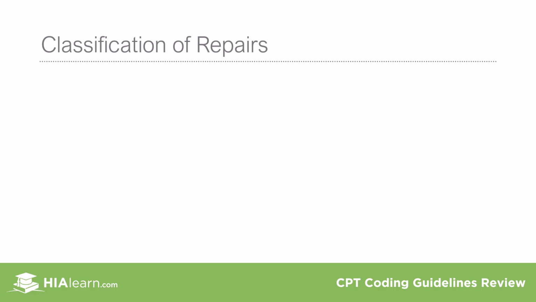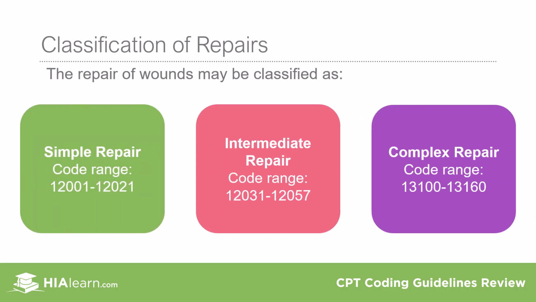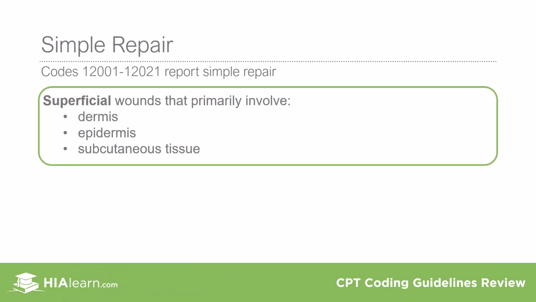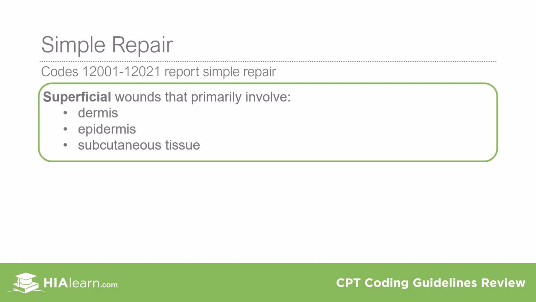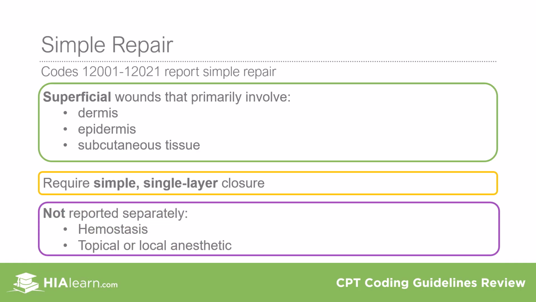In CPT, repair of wounds is classified to one of three types of repairs: simple, intermediate, or complex. Simple repairs are those used for superficial wounds that involve primarily the dermis, epidermis, or subcutaneous tissue without significant involvement of deeper structures. These repairs generally require only a simple, single-layer closure. Procedures performed to achieve hemostasis and administration of topical or local anesthetic are included in the work of the repair and are not coded separately.